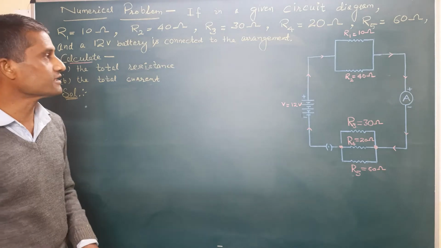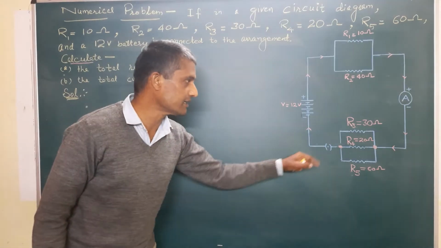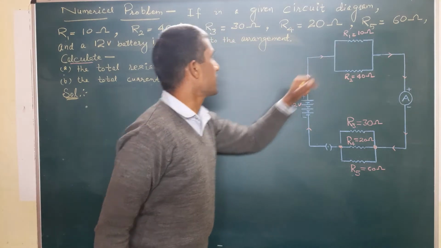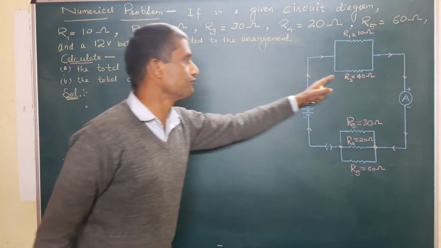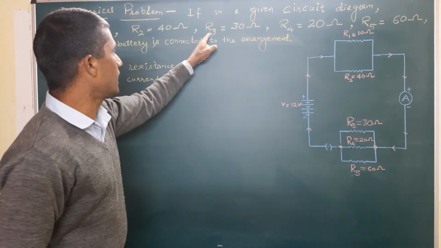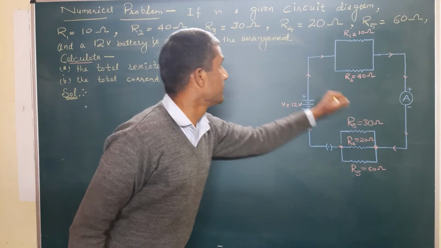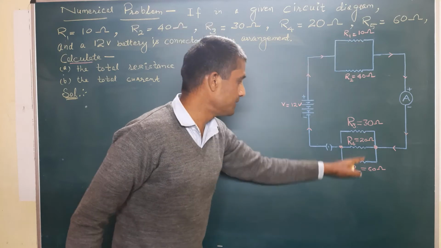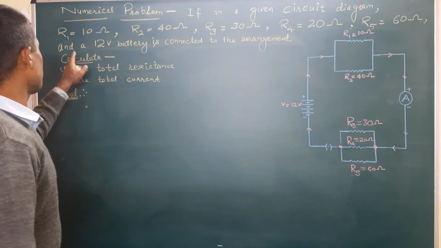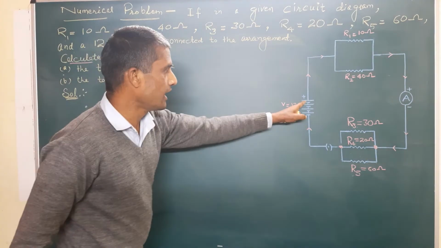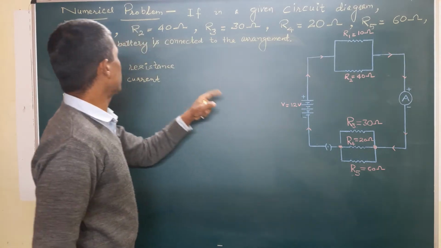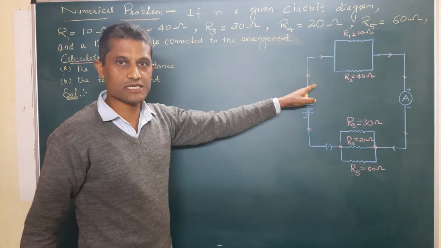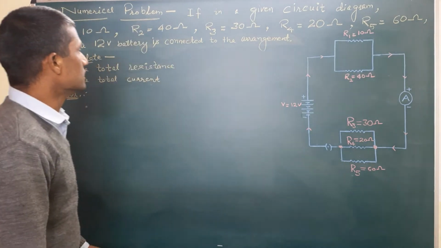So there you are right now. In a given circuit diagram, R1 is equal to 10 ohm, R2 is equal to 40 ohm, R3 is equal to 30 ohm, R4 is equal to 20 ohm, R5 is equal to 60 ohm, and a 12-volt battery is connected to the arrangement. So this is the arrangement having a 12-volt battery.